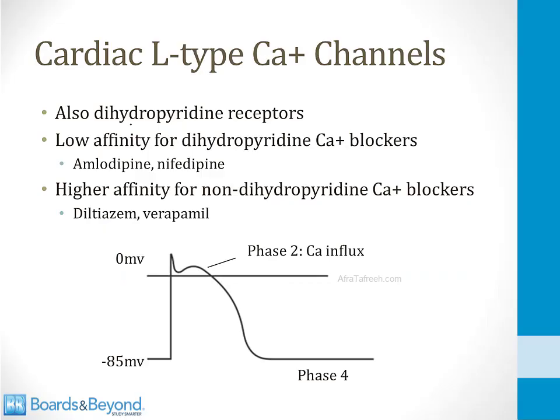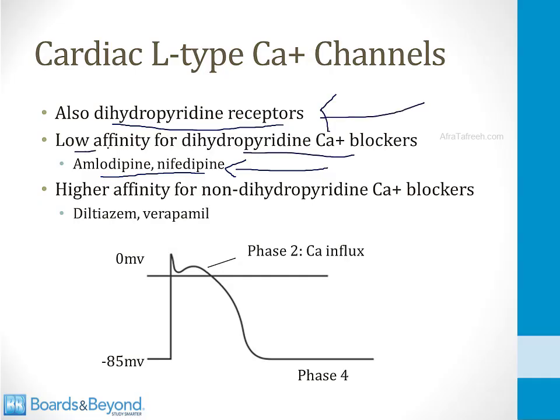Let's talk about cardiac L-type calcium channels in a little bit more detail. These calcium channels are also called dihydropyridine receptors, and they get that name because they can bind dihydropyridine calcium channel blocking drugs like amlodipine and nifedipine. And you may know that these drugs are sometimes used in the treatment of hypertension. But here's the confusing part that you have to understand.